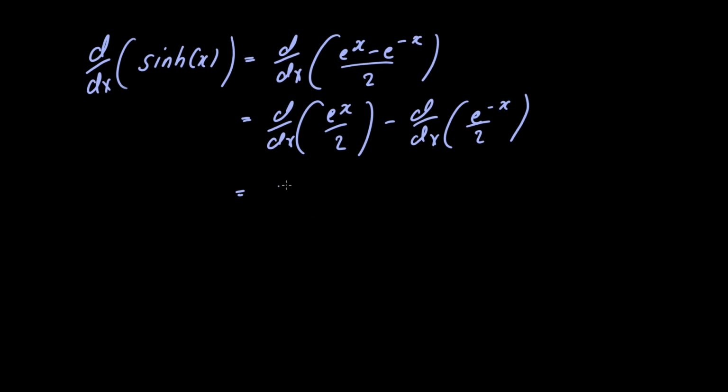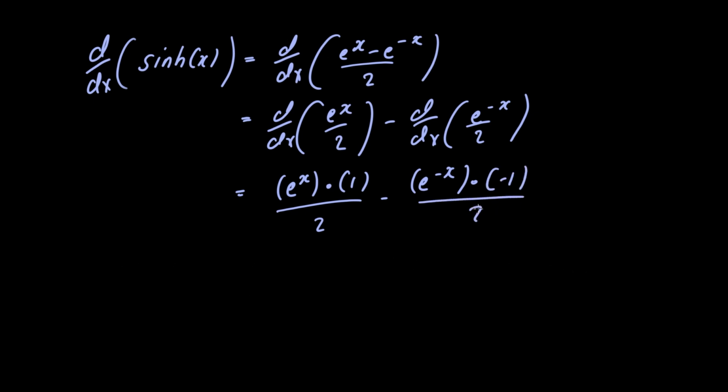So the chain rule says we'll take the derivative of the outside part and we'll multiply that by the derivative of the inside part, which is just 1, minus, now let's just do the same here, e raised to minus x multiplied by the derivative of minus x, which is just minus 1, over 2, and that's going to be equal to e raised to x minus minus, so we have a positive here, e raised to minus x over 2.